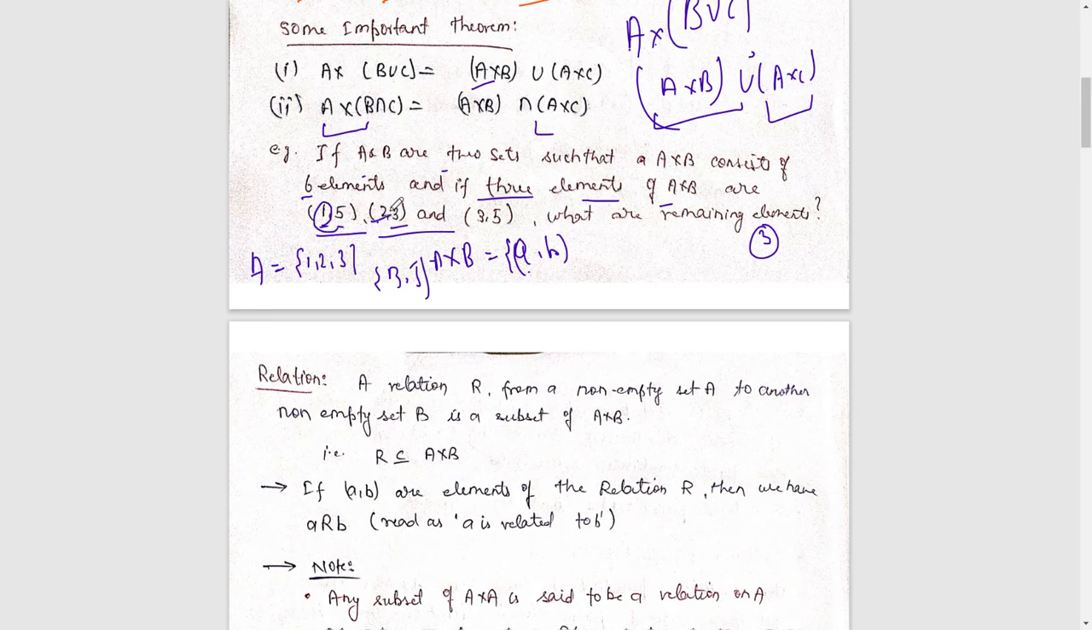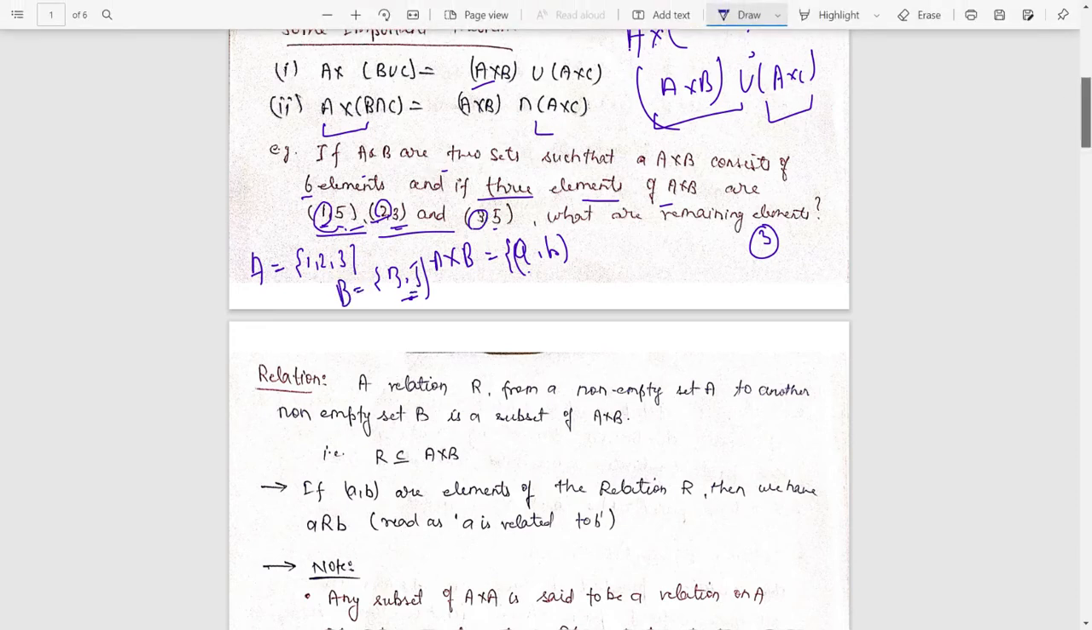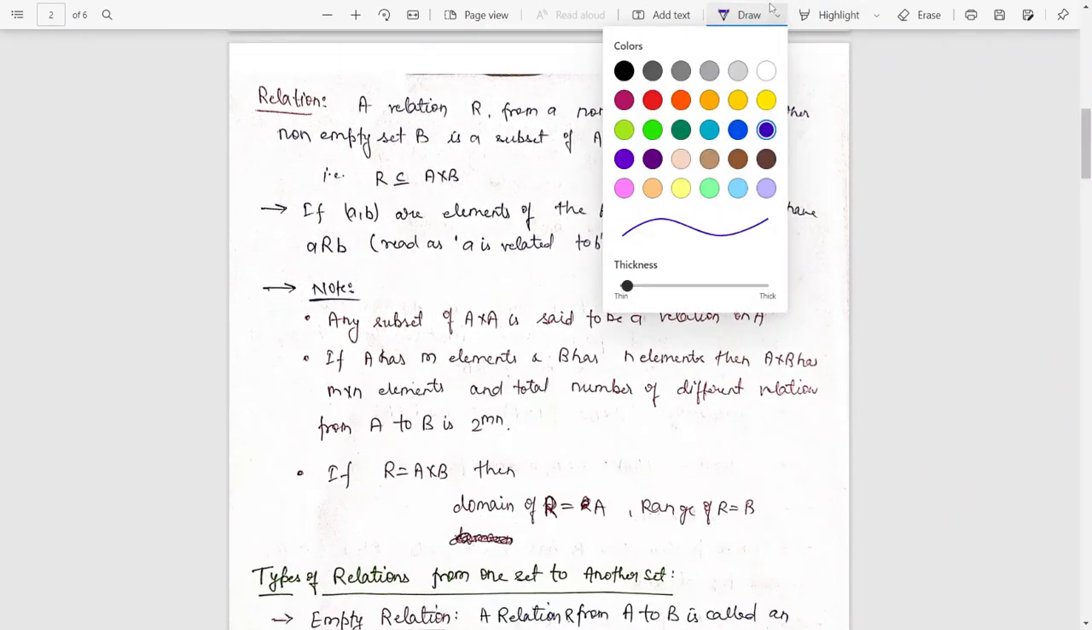Whatever the first elements given, you assume those belong to set A, and the second elements belong to set B. Obviously, 3, 5, 3, so 5 cannot belong two times. So there will be 3 comma 5 in set B. Now, if you know this, you can calculate your Cartesian product.